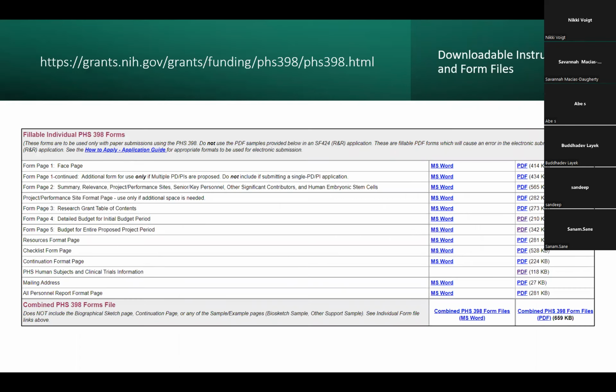So this link at the top of this slide is where you can find downloadable instructions and downloadable and blank files of all of these forms. They're in a Word format and PDF format. And we'll go more into the importance of the downloadable instructions a little bit later, but this is really where you want to go to get those forms for your application. Next slide.